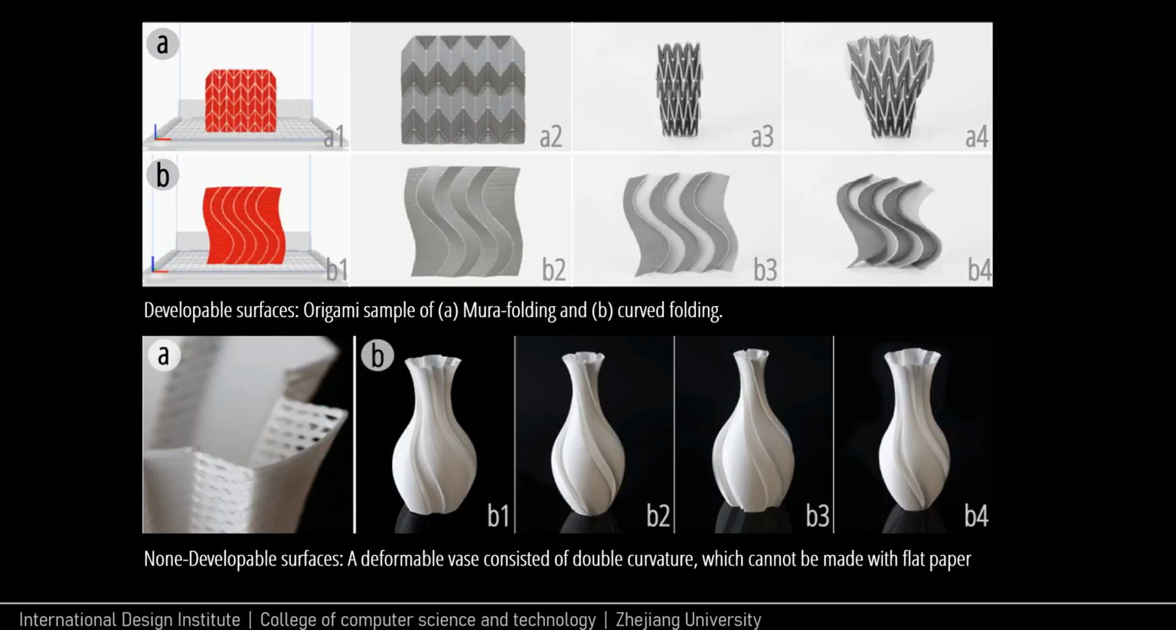We also made some samples to explore the design space. For developable surfaces like origami, here we leverage tessellations of mural folding and curved folding. And we also made a vase with non-developable surfaces and stable bridges, so it can stay in shape after being manually deformed.